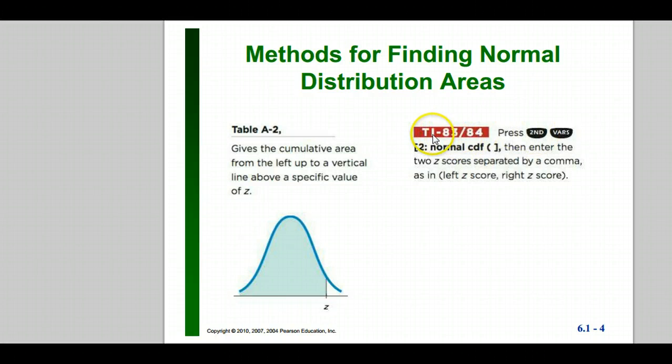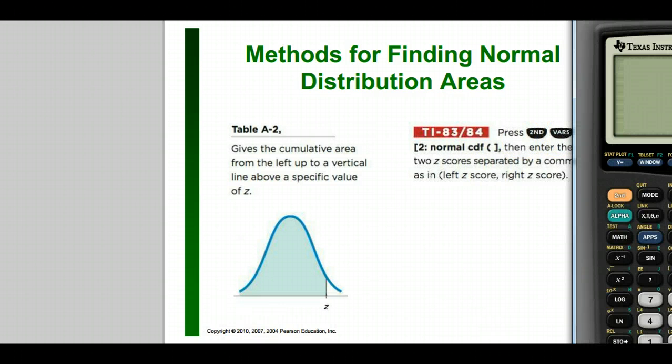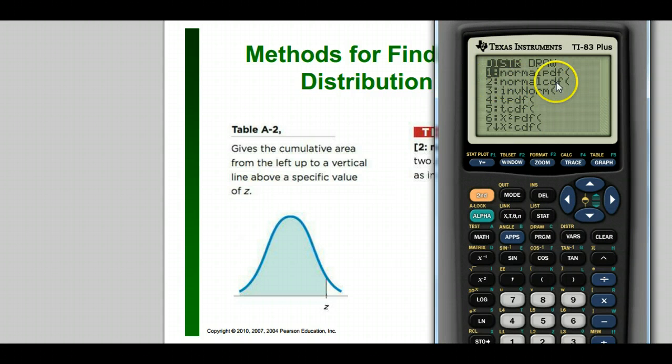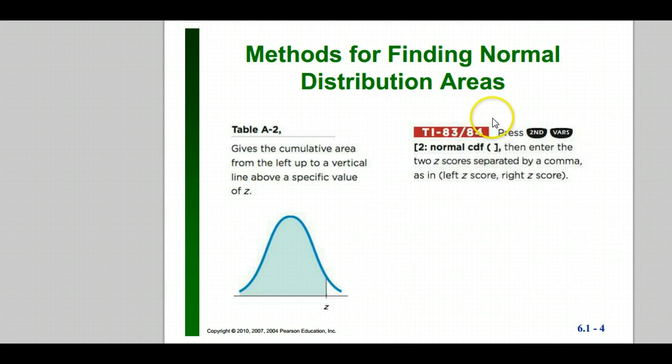Alright, and then the calculator, the TI-83 or 84, the normal CDF feature. So it's under the second VARS menu, the distribution menu that we've seen before. So if I press second VARS for VARS, oops, I got to turn it on first. If I press second VARS for VARS, there's normal CDF right there, option number 2. So that's also what we're going to use to find these probabilities.